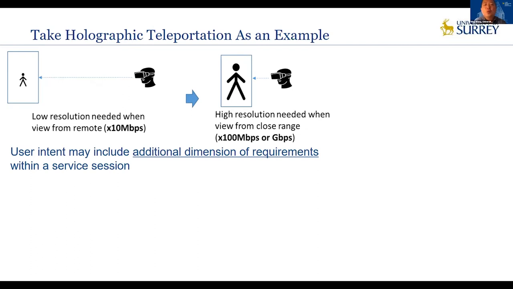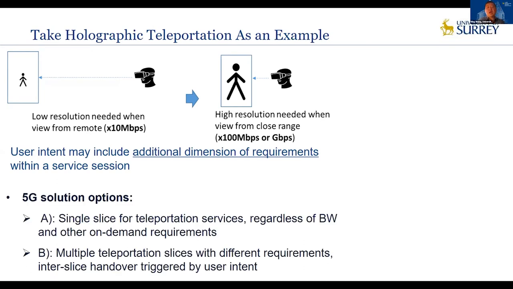For instance, if you are moving away from a hologram, you don't need that high resolution in the first place, so the bandwidth requirement is very low. Even 4G could support that sort of service. But if you want to have a closer look, by coming closer to the hologram, then the bandwidth requirements may increase substantially, especially if you want to zoom in on a specific part of the hologram. Of course, this is not only one dimension of change in the requirements. Additionally, you may also envisage additional dimensions of requirements. For instance, if you want to launch some haptic communications in the middle of a session, that may require some more advanced service capability from the network.